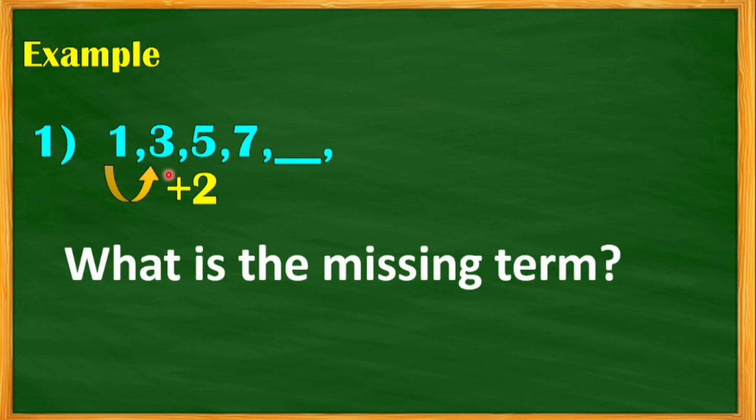So 3 plus 2, it becomes 5. 5 plus 2, it becomes 7. 7 plus 2, it becomes 9. So this would be the pattern. You're going to add 2 to the preceding number.